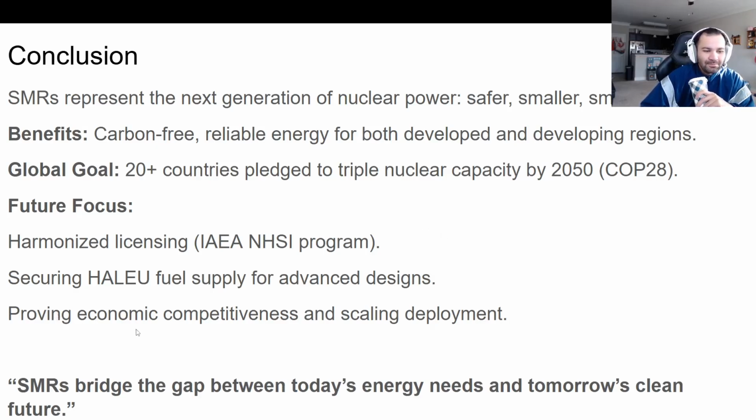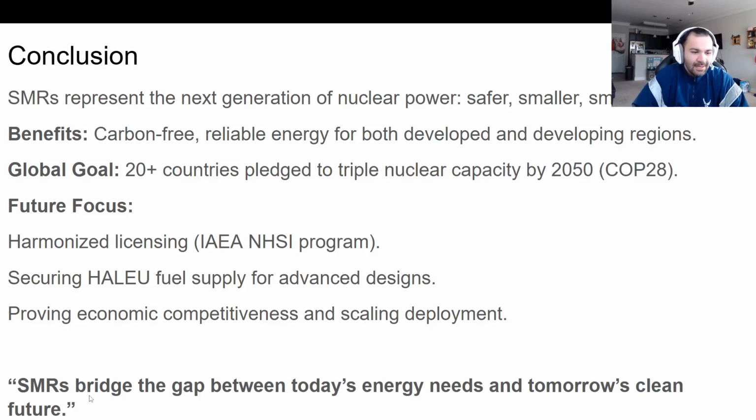So, proven economic competitiveness and scaling development. Nuclear is more expensive than your traditional fossil fuel, of course, but that's just upfront, right? Long term, because they last so long and you don't need to keep generating, they actually pay off more. Long term, they tend to be cheaper, but short term, if people are very short sighted, they tend to go for fossil fuel because it's just lower upfront costs, right?